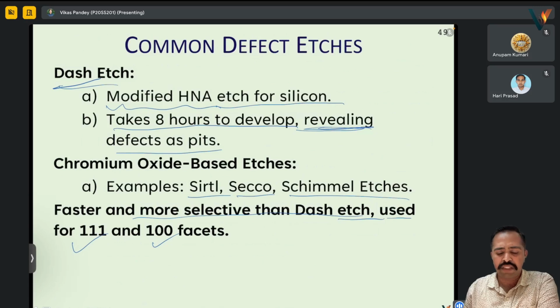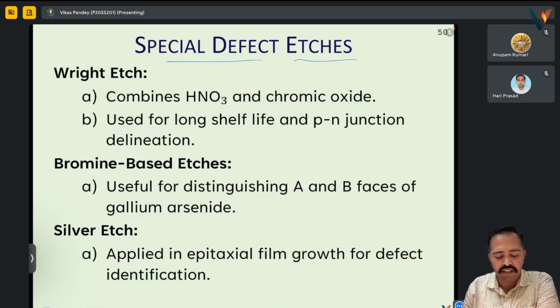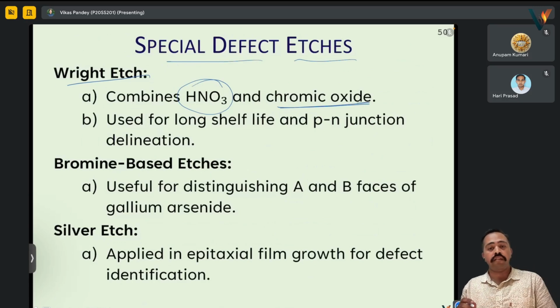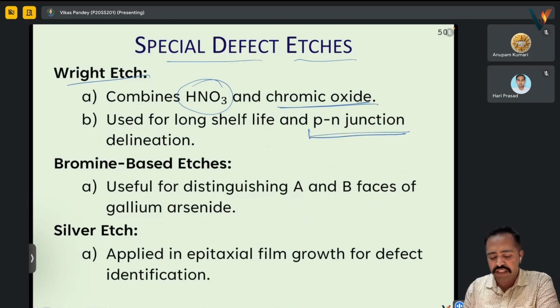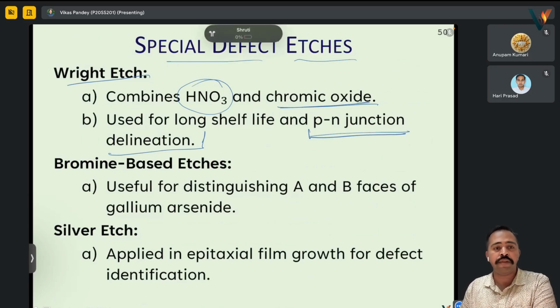There are some special defect etches like Wright etch that combines HNO3 and chromic oxide. This has a longer shelf life and is used for PN junction finding. Like if we need to find where the PN junction is, it cannot be found optically. Okay, so in that case, we can go for Wright etch.